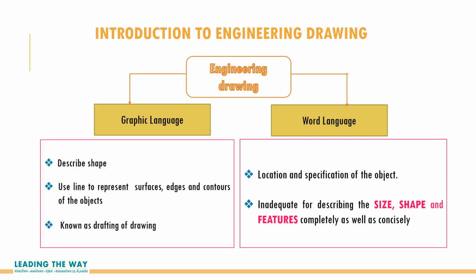Under the engineering drawing, there are two languages, which are graphic language and word language. Since it is a drawing, it will describe the shape, using lines to represent surfaces, edges, contours, and the characteristics of the objects. This is known as the drafting of the drawing. For word language, it will put the location and specification of the object, and it will also describe the size, shape, and features of the object concisely.